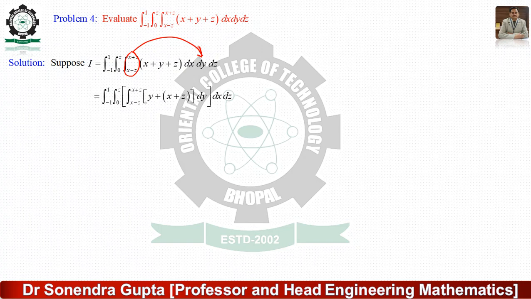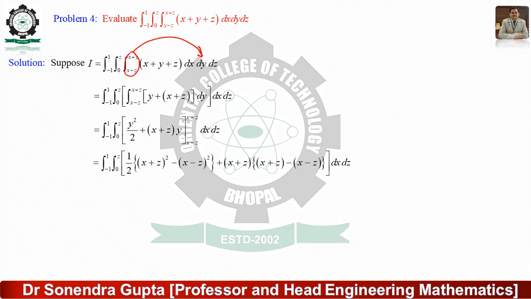Now y is integrated with respect to y, that means y square upon 2, then x plus z into y, putting the limits x plus z and x minus z, that means 1 upon 2 times x plus z whole square minus x minus z whole square, plus in bracket x plus z, in bracket x minus z, or x minus z.